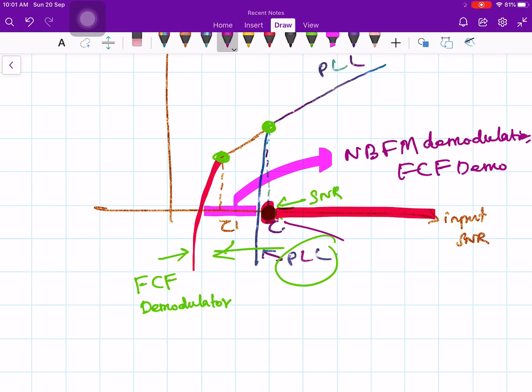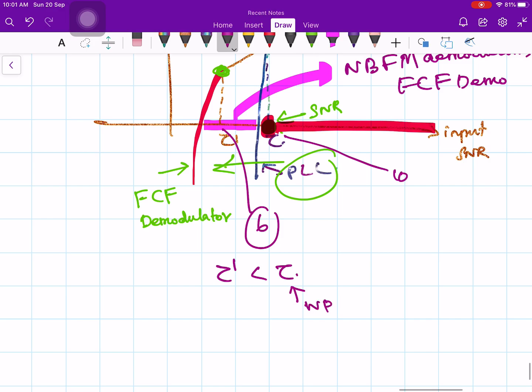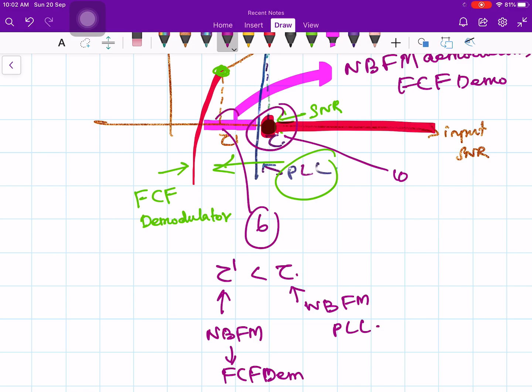Okay, let's say this input SNR is 10, then let's say this point is some 6. So even if SNR is 6, then it will work. Just for typical value, some example value I am giving. So your tau dash is less than tau. So this tau is for wideband FM discriminator, and this one is narrow band FM discriminator. Here we are using frequency compressive feedback demodulator or discriminators, and here we are using PLL, something like that. Okay, so instead of this behavior starting at tau itself, it can start at the point tau dash, and you have the margin of tau minus tau dash.